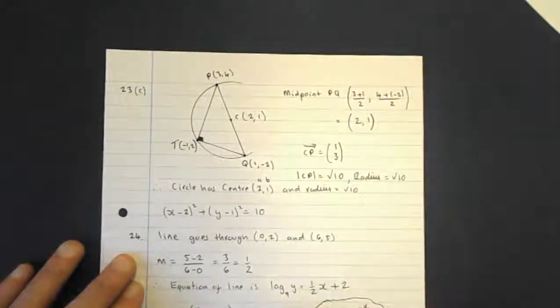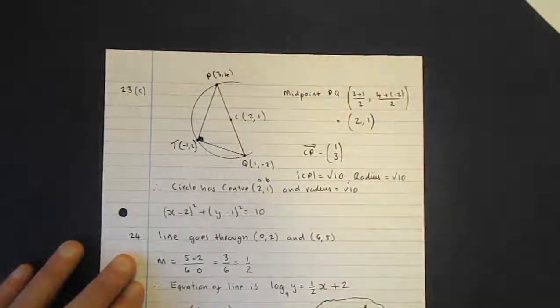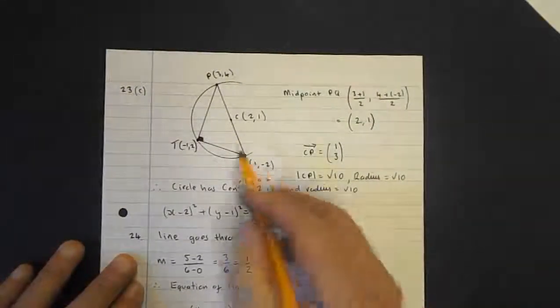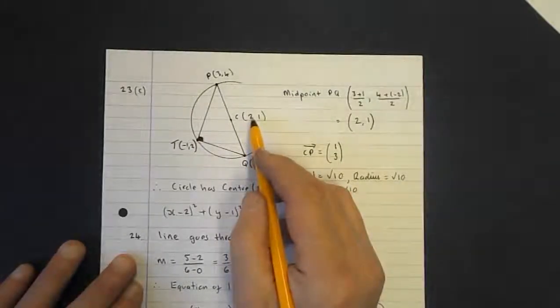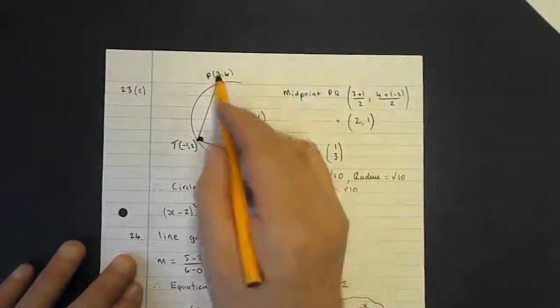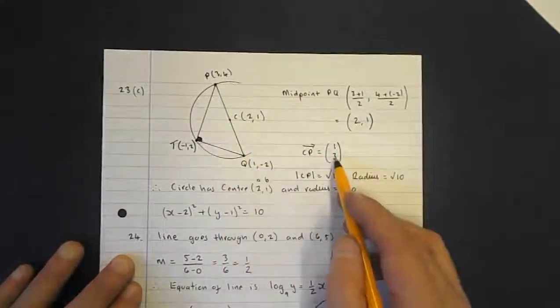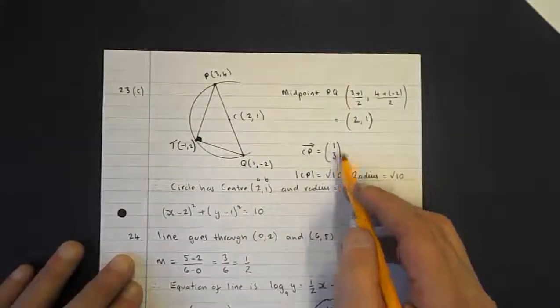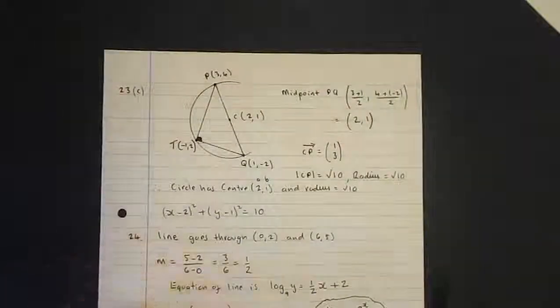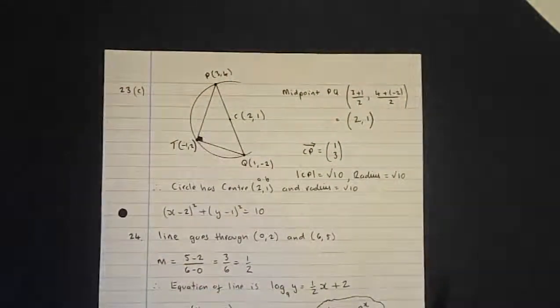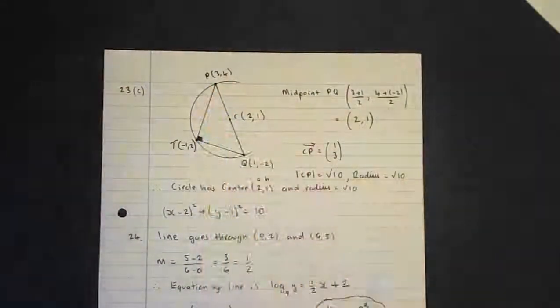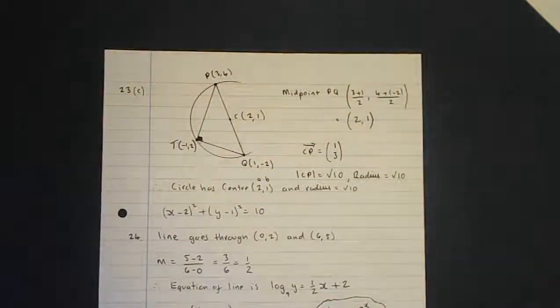Now we need to get the radius. To get the equation of a circle, we need the centre of it and the radius. What I've done is I've just got the vector from C to P. From 2 to 3 is a jump of 1. From 1 to 4 is a jump of 3. And we just get the length of this vector by squaring and adding the two terms. So the length of CP, which is the radius of our circle, ends up being root 10.